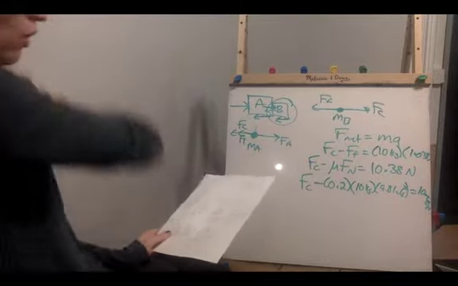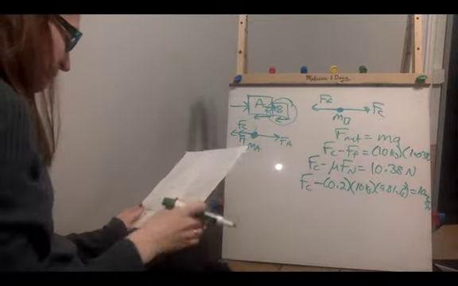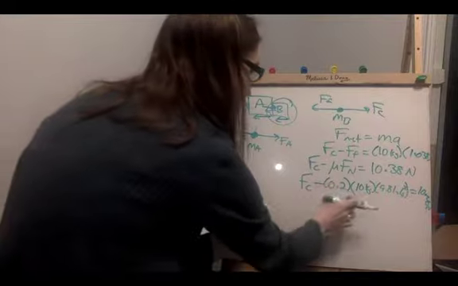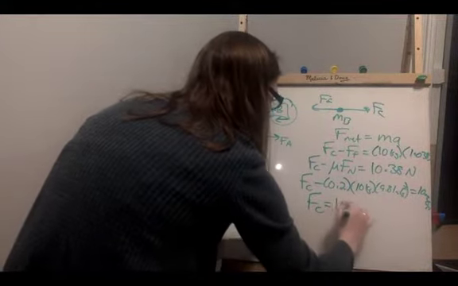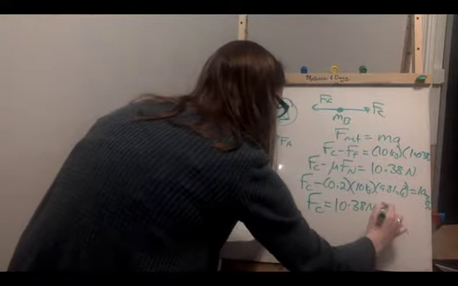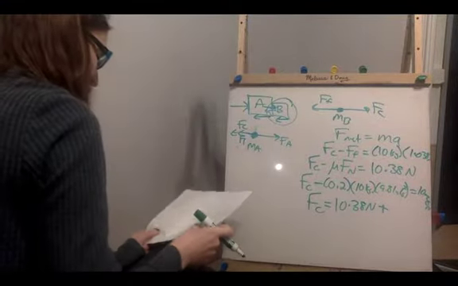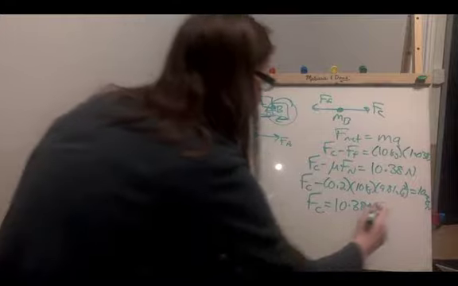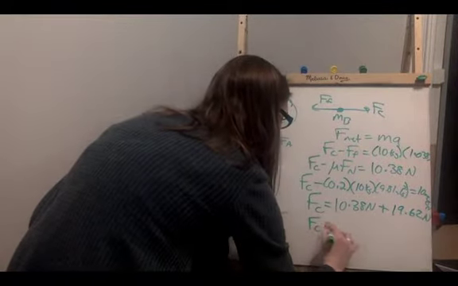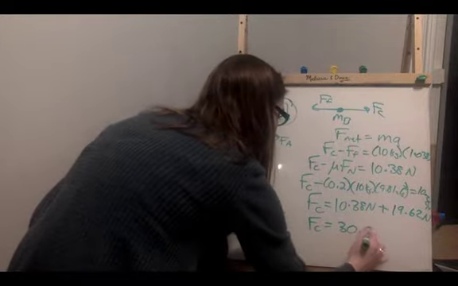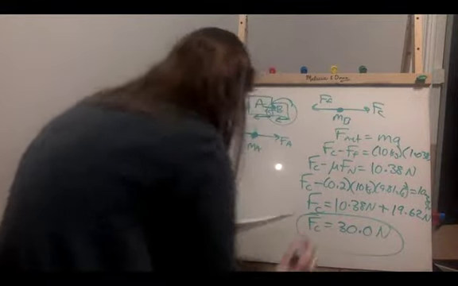Okay, so ultimately what you get is you can calculate this and bring it over to the other side. So your contact force is that 10.38 newtons plus this value of the force of friction, which ends up being 19.62 newtons, which means your contact force is a nice even 30 newtons. Okay?